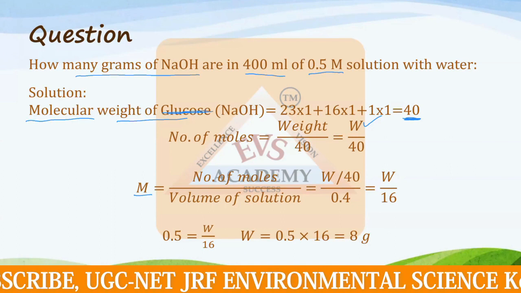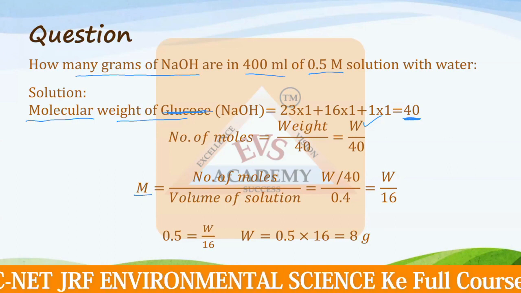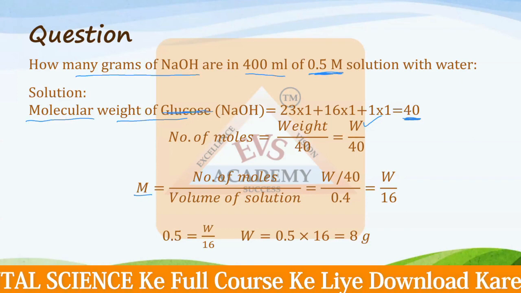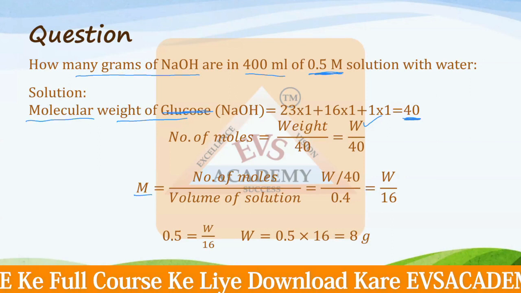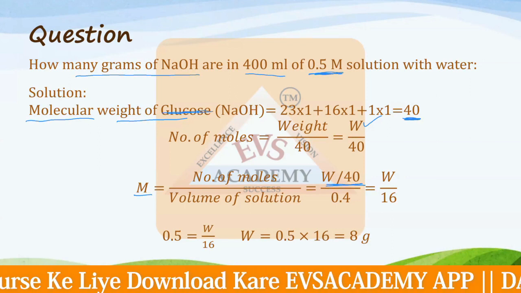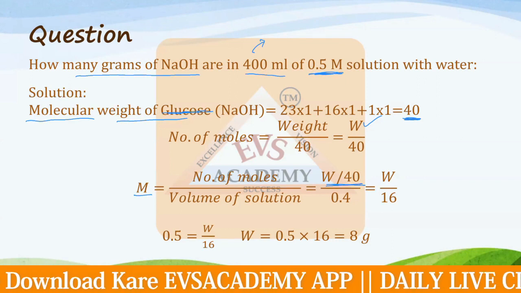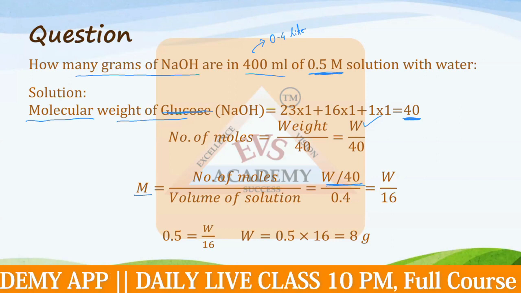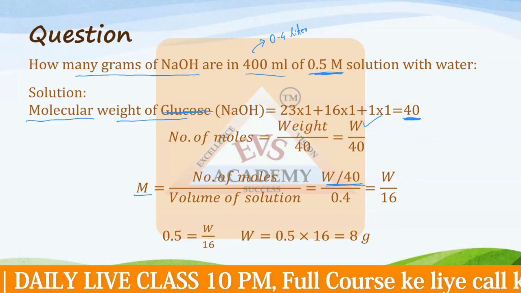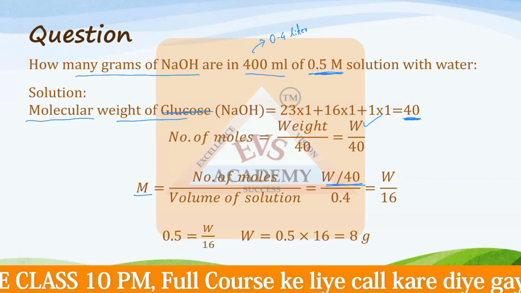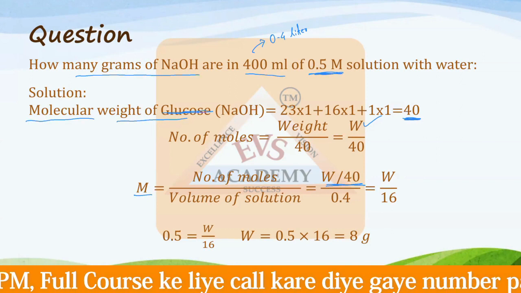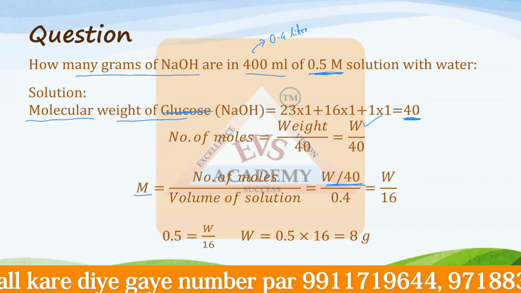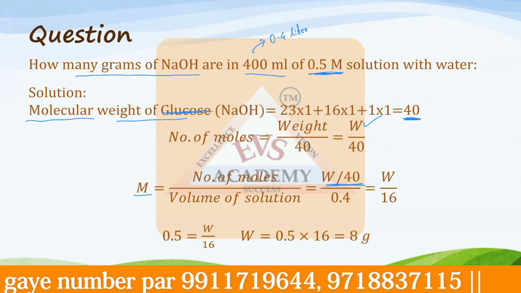Molarity equals number of moles divided by volume of solution. Molarity is provided, 0.5, so in place of molarity you put 0.5. For the number of moles, you put W by 40. Volume of solution is 400 ml, and again you have to convert it into liters. This would be 0.4 liter. So W divided by 40, divided by 0.4. This 40 comes to the denominator and is multiplied by 0.4, which equals W divided by 16.